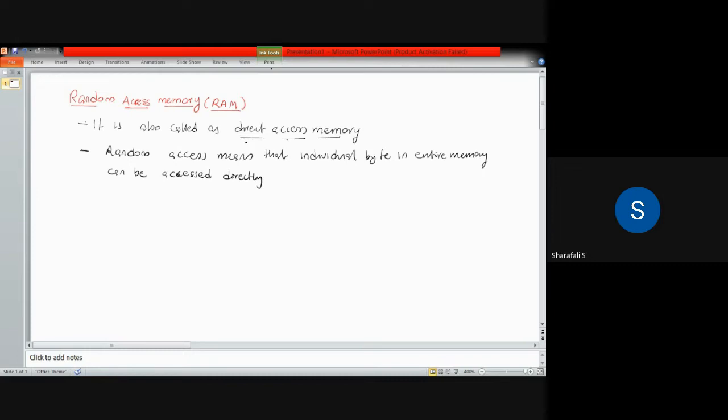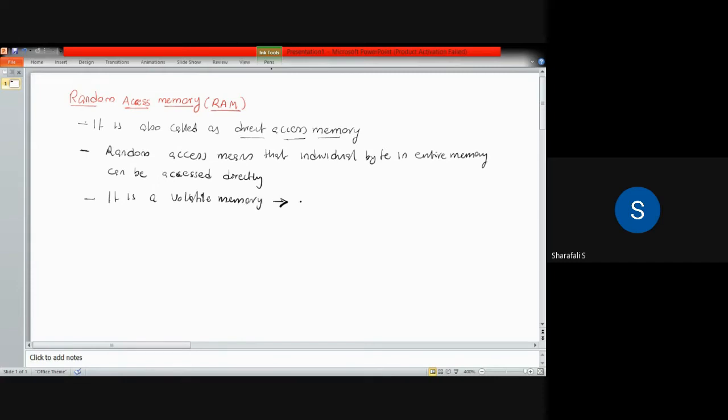It is used to store data and instructions temporarily, because when we have power, only at that time will it work. If you lose power, then it will lose its data. So otherwise we can call it a volatile memory.